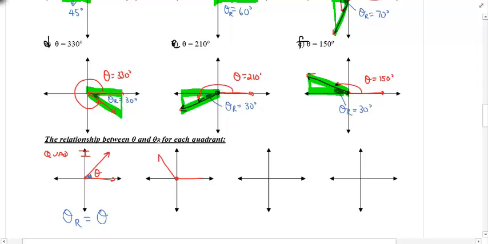So quadrant 2 is over here. Here's my angle theta. Where's theta r? You guessed it. It's over here. Now, what's the relationship between these two? Well, notice that the two angles added together will give you a straight line, which is 180 degrees. So if I want to find theta r, that'll be just 180 degrees minus our actual angle theta. And this is true when it's in quadrant 2.